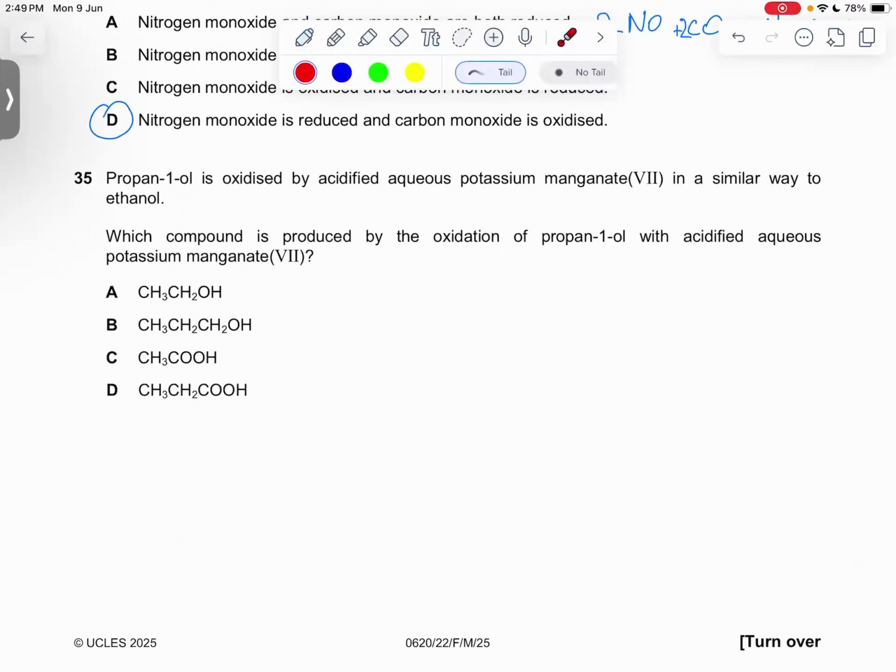Question number 35 then. Propan-1-ol is oxidized by acidified aqueous potassium manganate in a similar way to ethanol. Which compound is produced by the oxidation of propan-1-ol with acidified aqueous potassium manganate? So propan-1-ol, what should happen? Propan-1-ol is CH3, CH2, CH2 and OH. And what happens when you oxidize it with acidified KMnO4? It becomes a carboxylic acid.